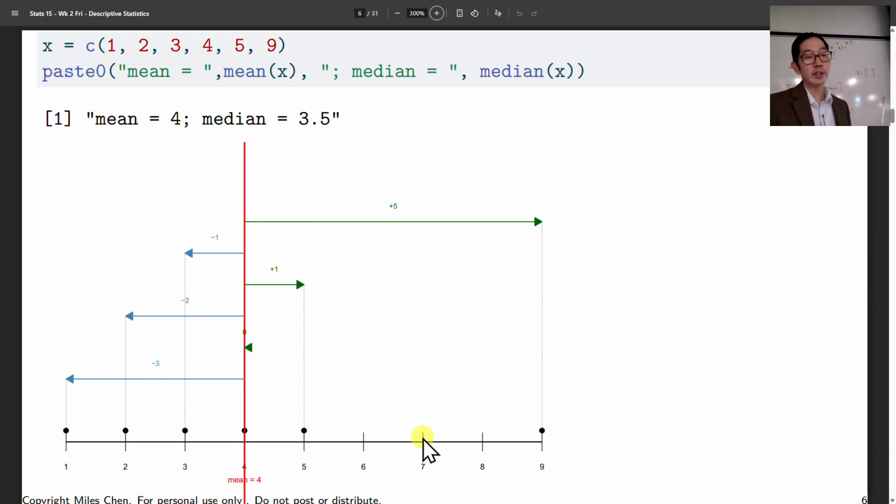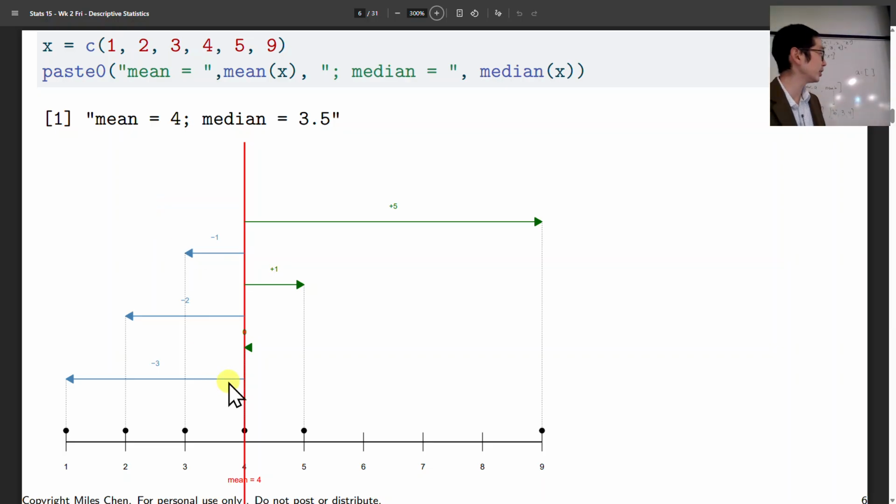All right, here, my last number, I replaced 6, I increased it to 9. So what happens? My mean is now 4. 1 plus 2 plus 3 plus 4 plus 5 is 15, plus 9 is 24. 24 divided by 6 is 4. So my mean is 4.